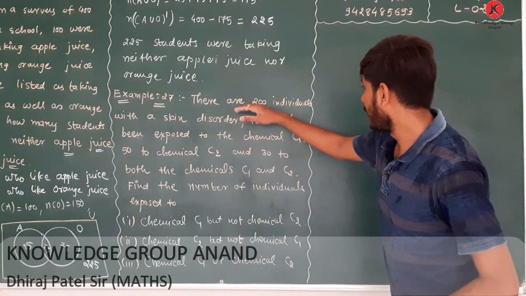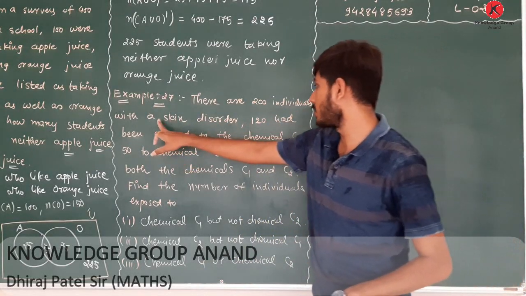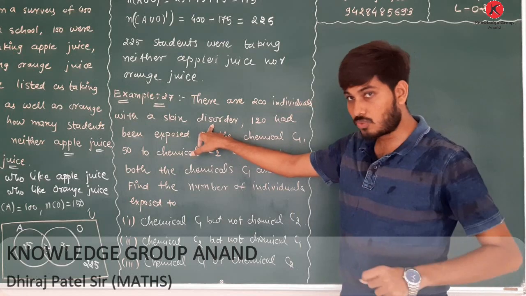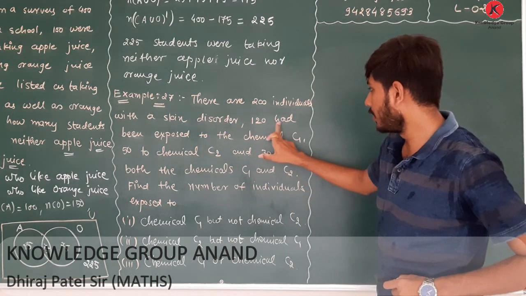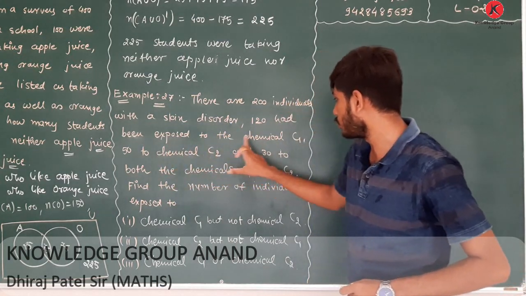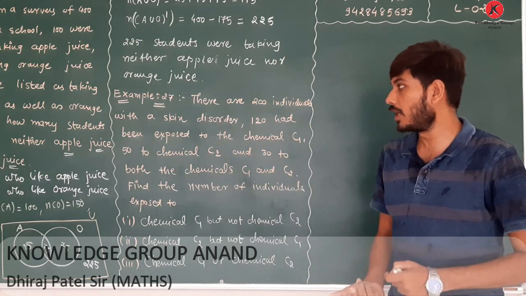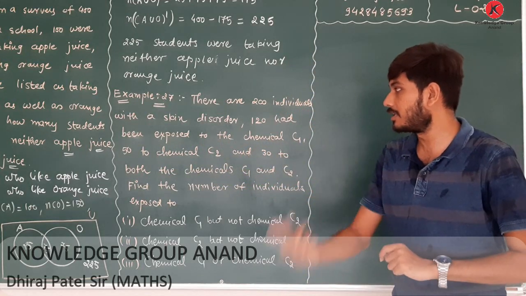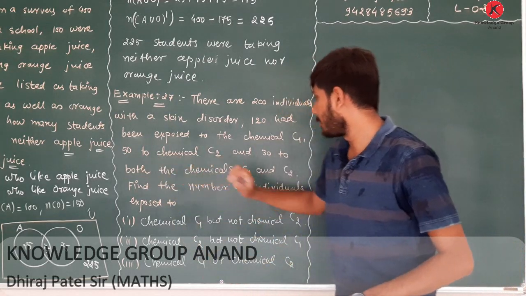There are 200 individuals with a skin disorder. 120 had been exposed to the chemical C1. 50 for the chemical C2.